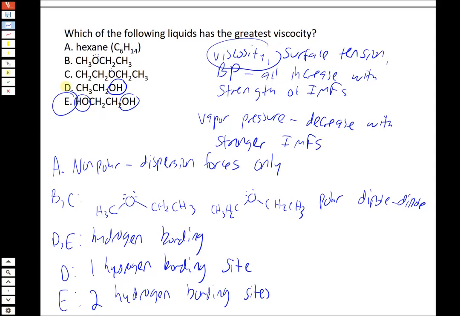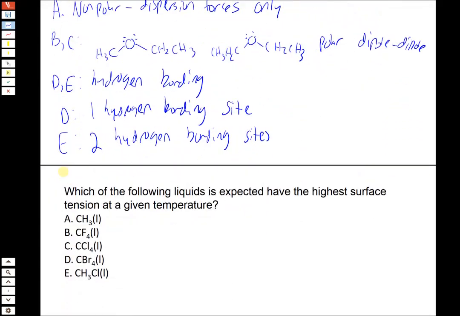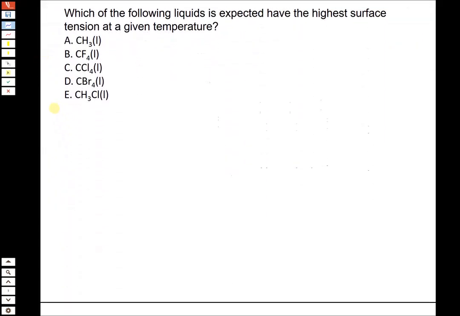Alright, so when we're talking about different liquid properties, it's going to usually come down again to comparing intermolecular forces to be able to figure out which liquid has the greatest value for a certain property. In this case, it was viscosity. And then this one is very similar. We're talking about surface tension here.